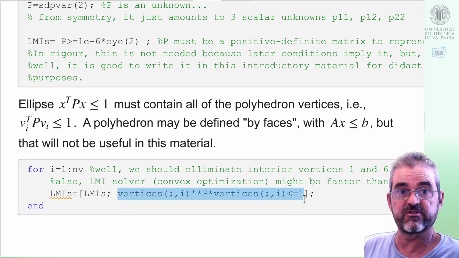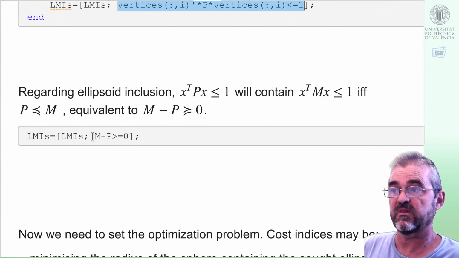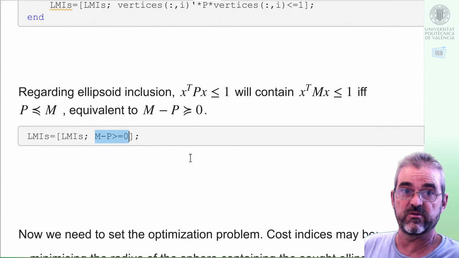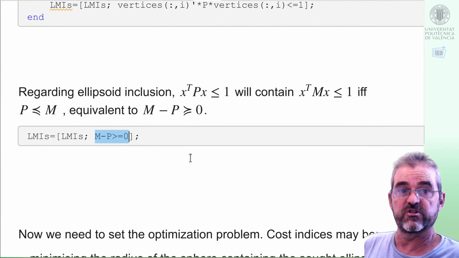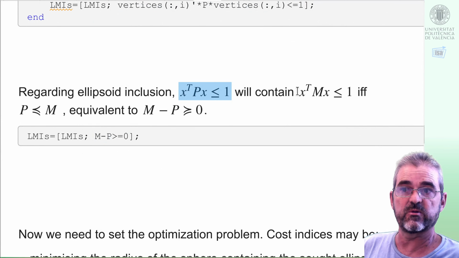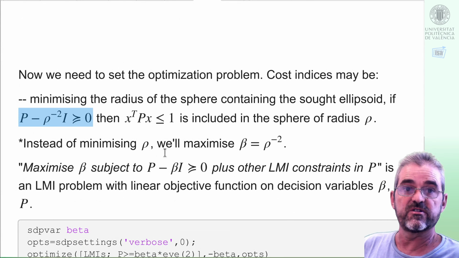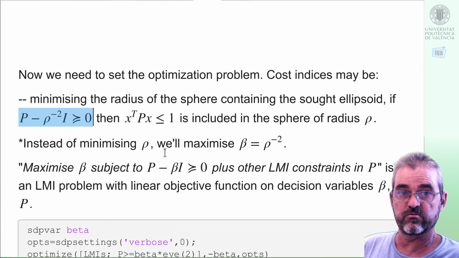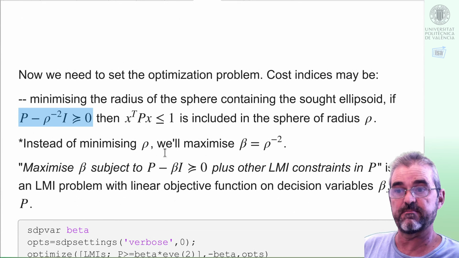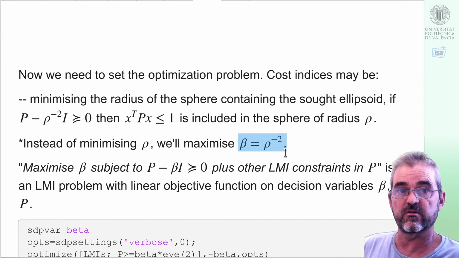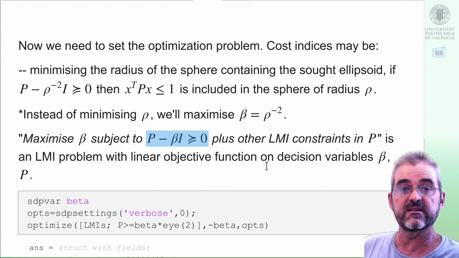than convex hull operations. Then we added this condition, M was known, P was decision variable, to ensure that the ellipse given by P is larger or equal than that given by M. And then with this condition to ensure that the circle of radius ρ is larger or equal than that given by P. Our goal was minimizing ρ, but we translated it to maximizing beta, the inverse of ρ squared, subject to this inequality, plus the rest of LMIs.